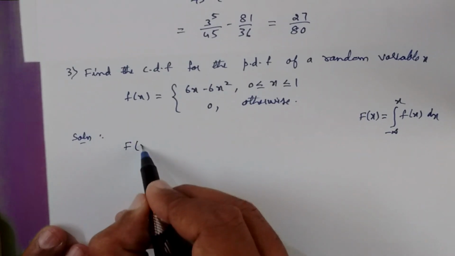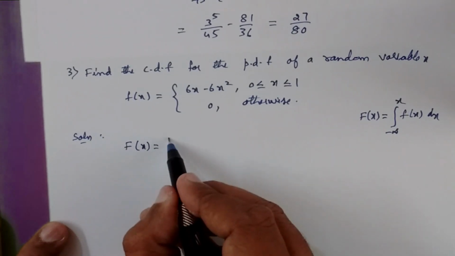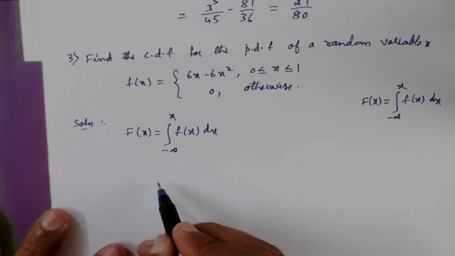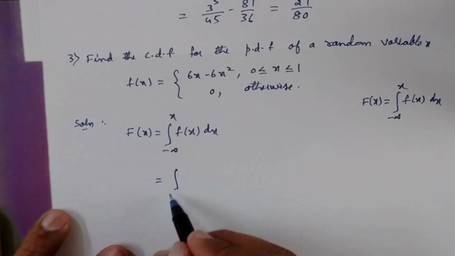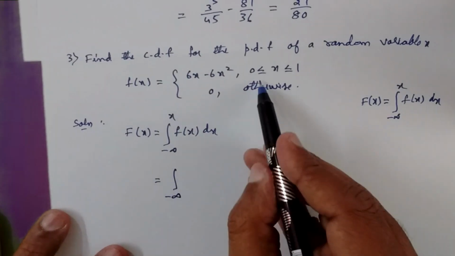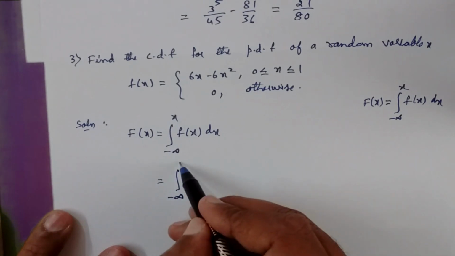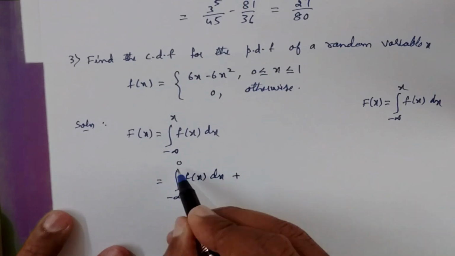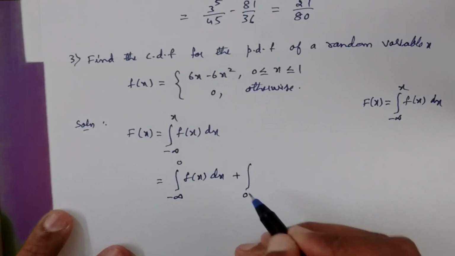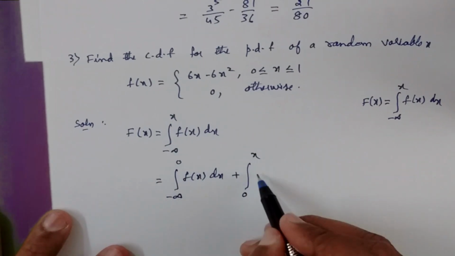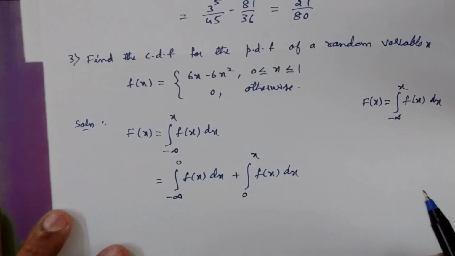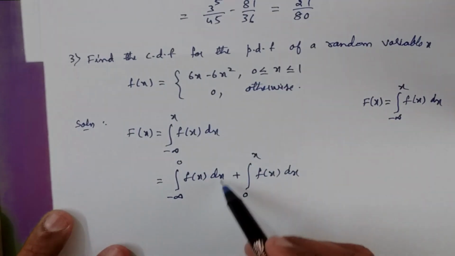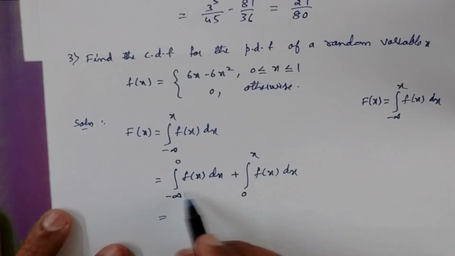F of x is equal to integral of minus infinity to x of f of x into dx. That is nothing but, I can just break this interval: because it is defined from 0 to 1, I'll take from minus infinity to 0, f of x into dx, plus again from where I have left, 0, I have to start from 0 up to what value? Up to x, f of x into dx. So the function is defined only from 0 onwards. Before 0, the value will be equal to 0. So this value will become 0.